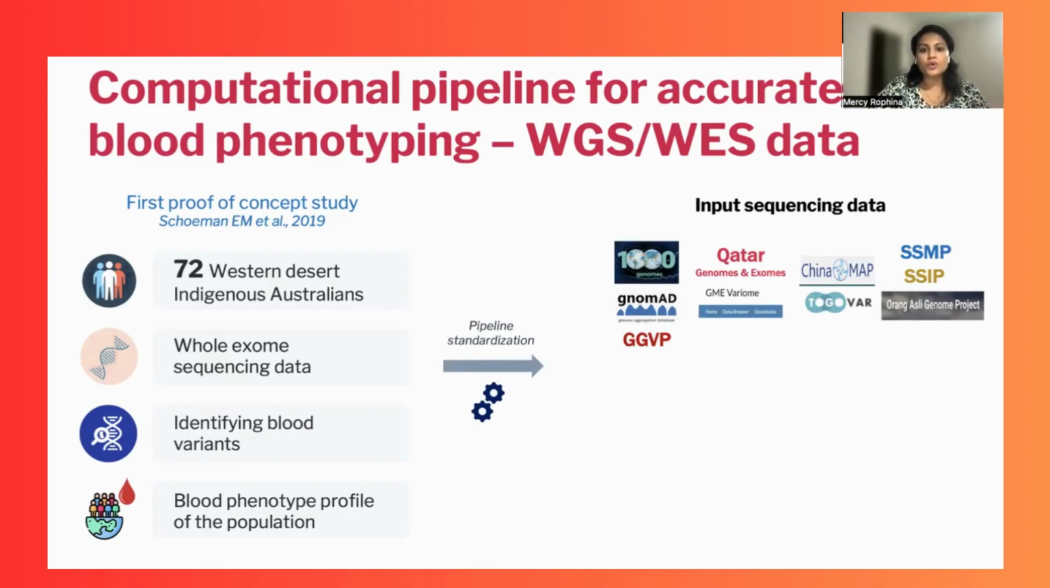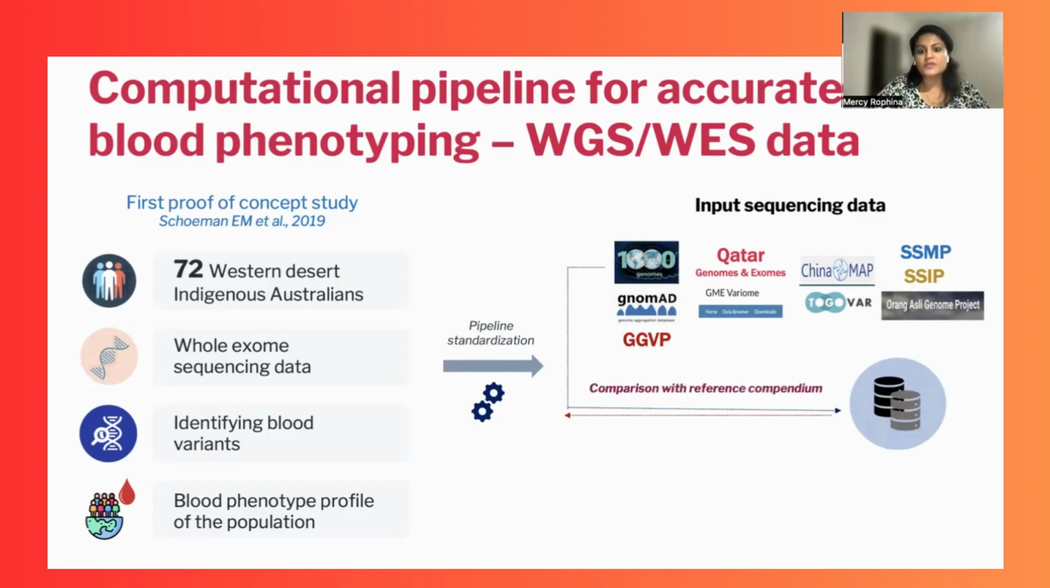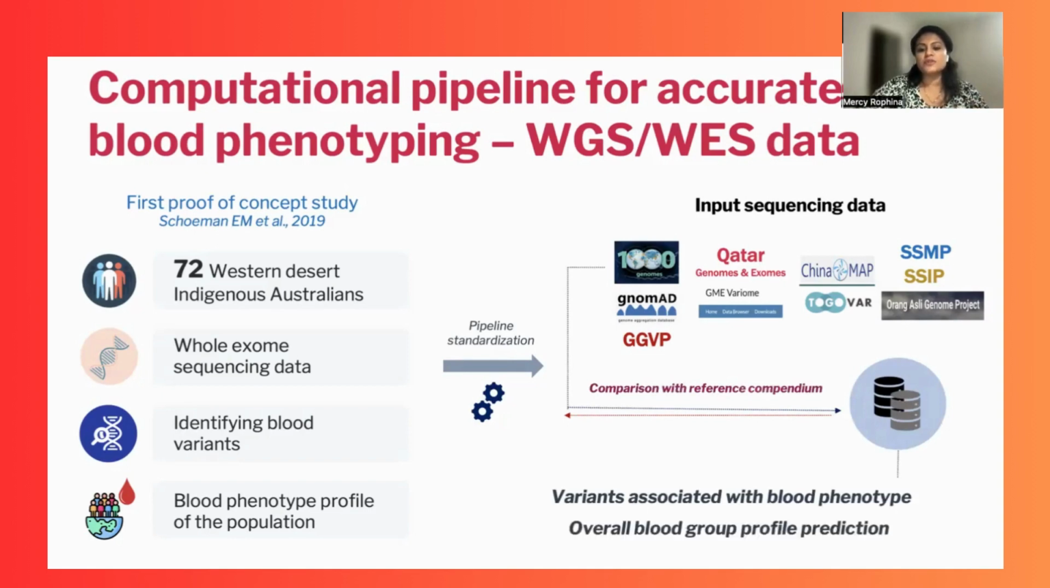What we are going to do is replicate the same pipeline which we had discussed in our previous classes. We are going to take the input data and compare it with our reference data set, which contains all the genetic variations and their associated blood phenotypes. Once we are done with the comparison, we will collect all those variants which are associated with the blood phenotype. With that exercise, we will have the overall blood profile prediction for that entire population.